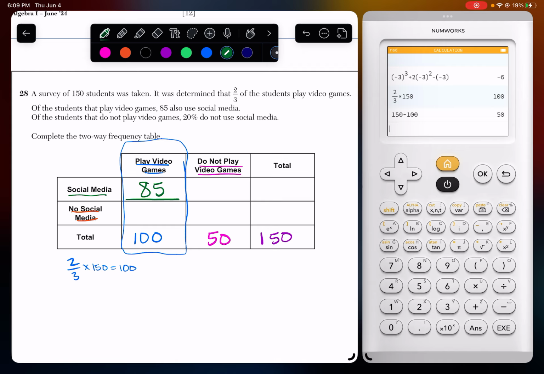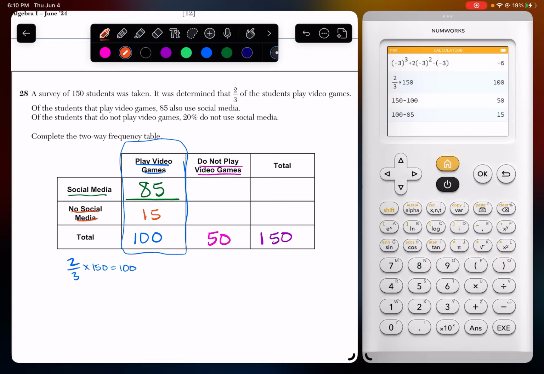And now I can see I could do subtraction again. My 100 students, 85 of them play video games, or 85 of them are on social media. That means that the other 15 are not on social media because we needed a total of 100.